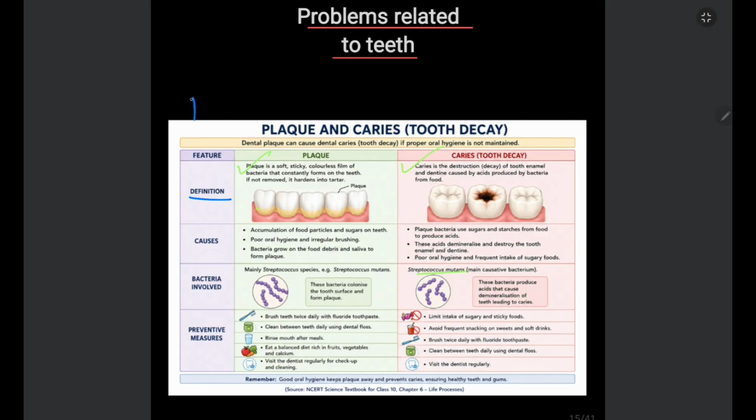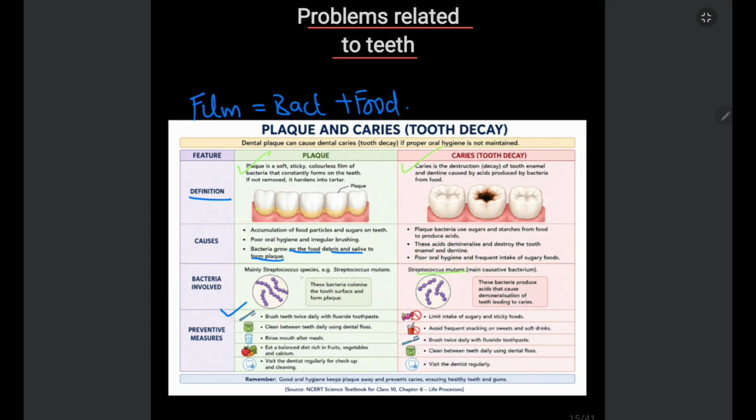So basically it's a film, and that film is made up of bacteria and food debris. It is somewhat white or yellow in color and it can be easily dislodged. So this can be removed by mechanical cleaning, that is brushing. What is the cause behind it? It is just the bacterial growth and the food debris along with the saliva.